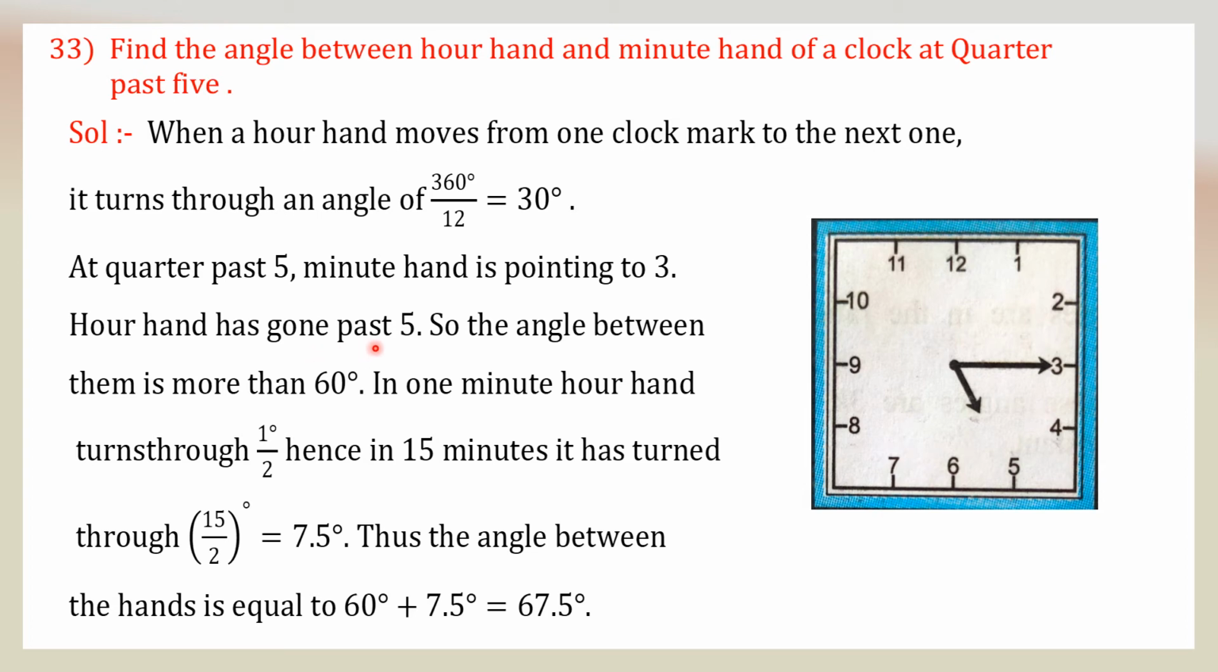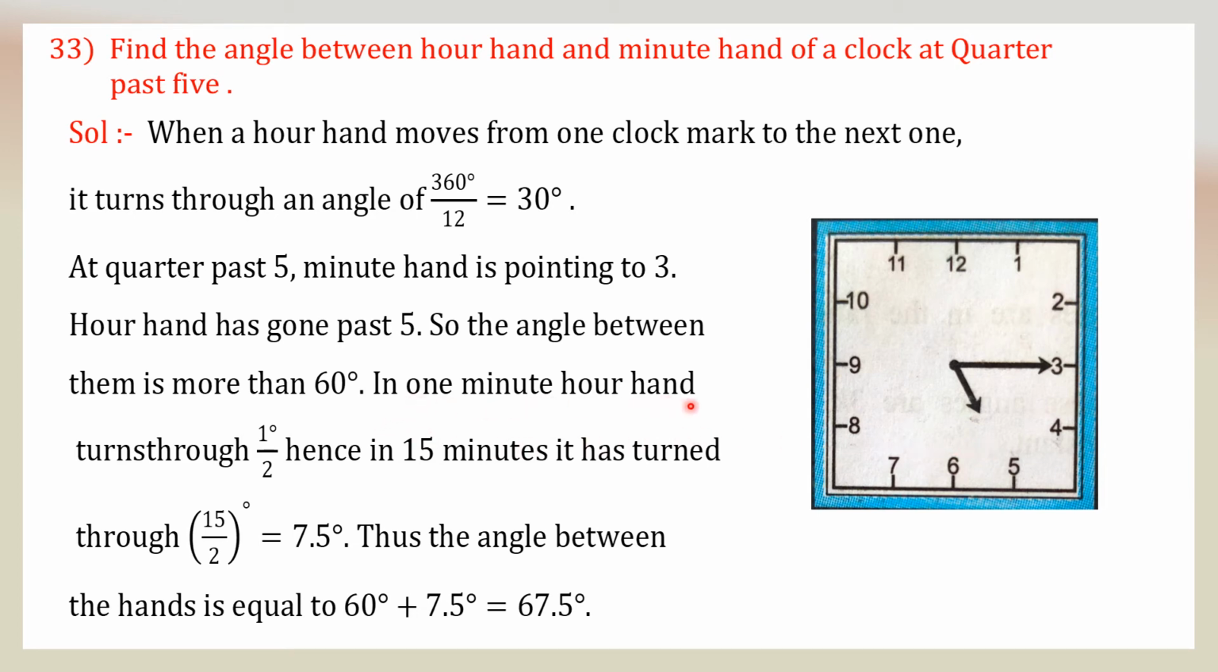The hour hand has gone past 5, and the minute hand is pointing to 3. So the angle between them is more than 60 degrees, since 30 degrees plus 30 is 60 degrees. The angle is more than 60 degrees because in 15 minutes the hour hand takes a position past 5.